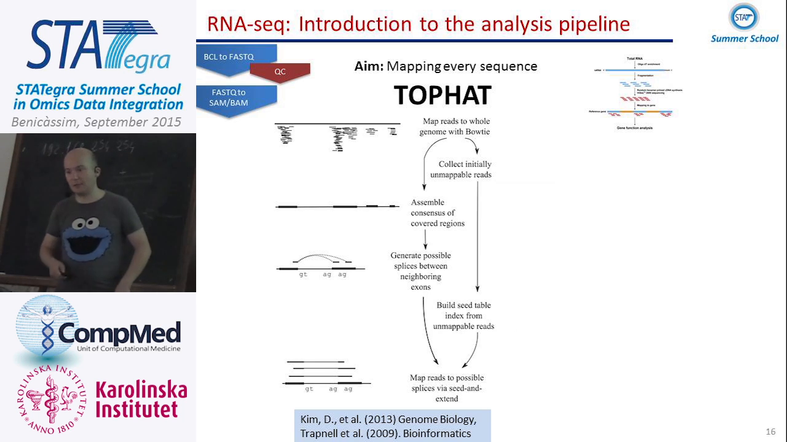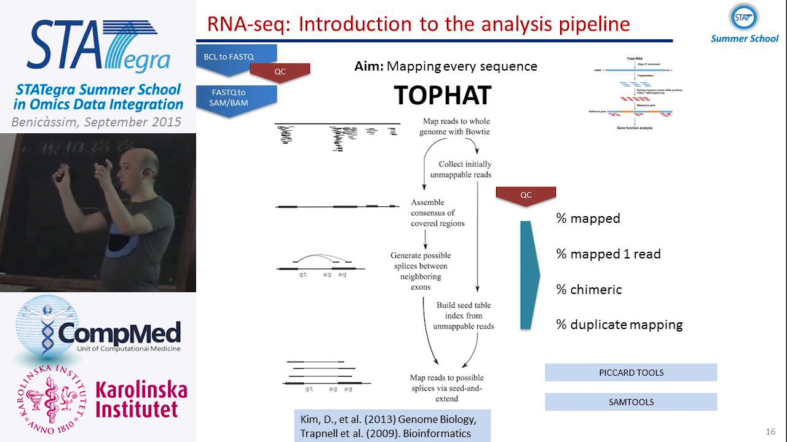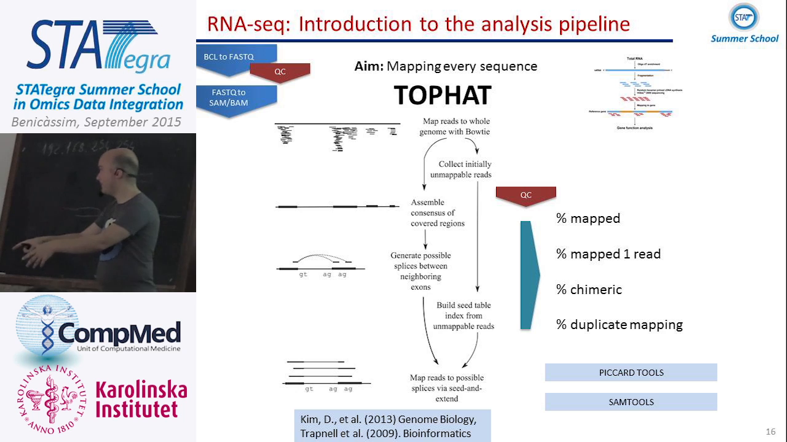So that's how it works. How do we check? After we do this, we check the percentage of fragments, so 2 reads, that map to the genome, the percentage where only 1 read was mapping, duplicate mapping, so the same fragment maps to 2 locations, and the chimeric ones. You know what a chimeric is?